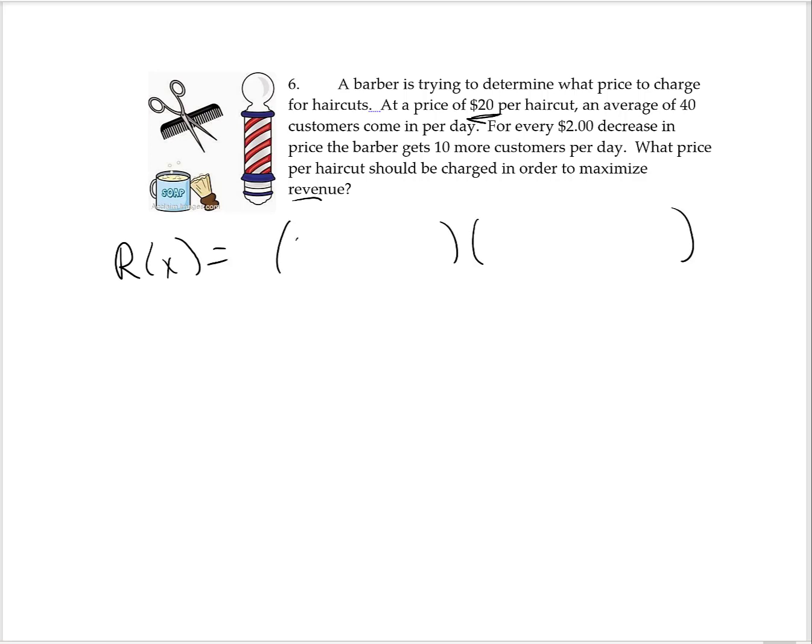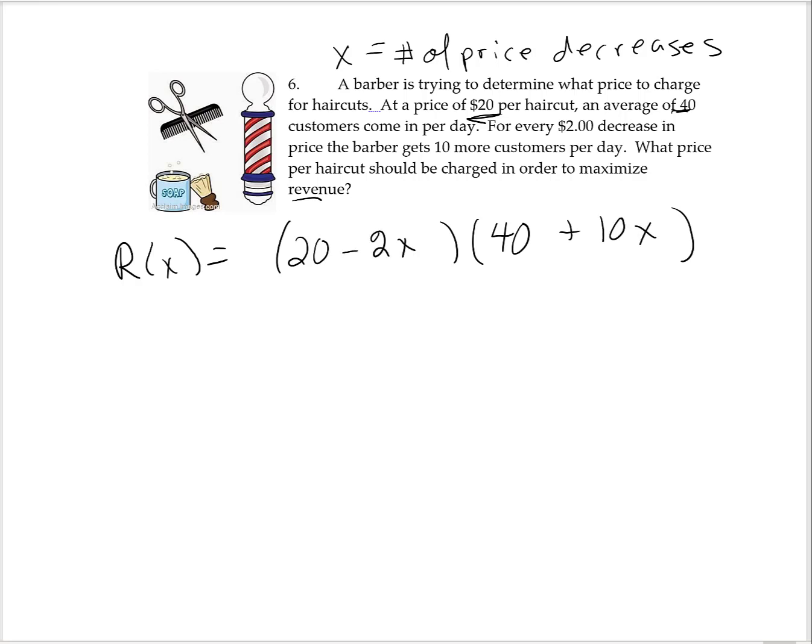So the price started at 20, and with that we got 40 people. And then think about x as the number of price decreases. So for every $2 decrease, so minus 2x, then we get 10 more customers. Important to put the x in both.